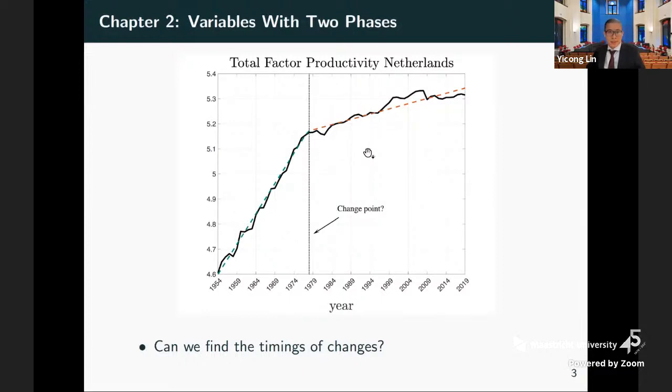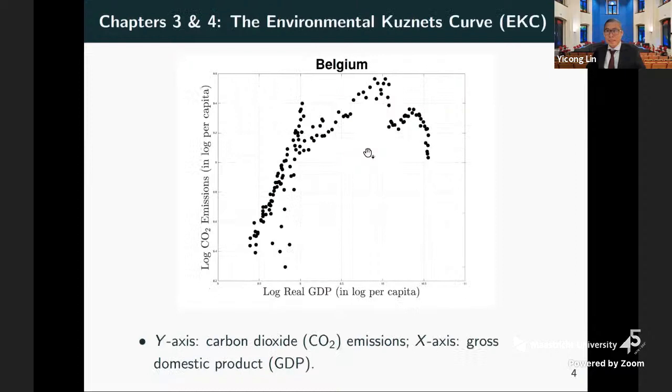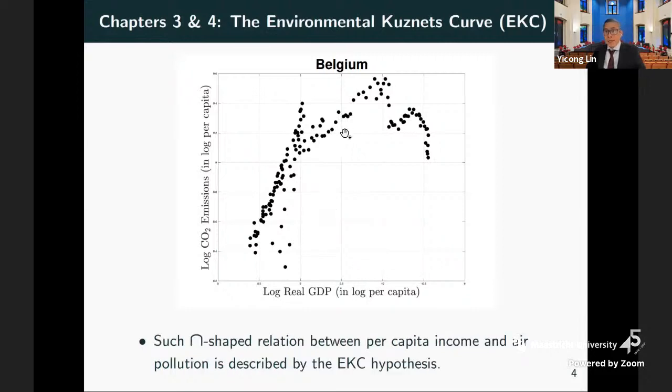Now I move on to the next example. The second example is about the relation between air pollution and economic growth. In the figure, the vertical axis represents the carbon dioxide emissions in Belgium, and the horizontal axis represents log GDP per capita. We can see there is an initial increase in air pollution as GDP increases, and there's a turning point after the GDP arrives at a certain level.